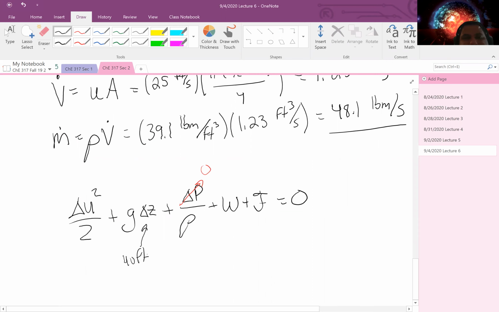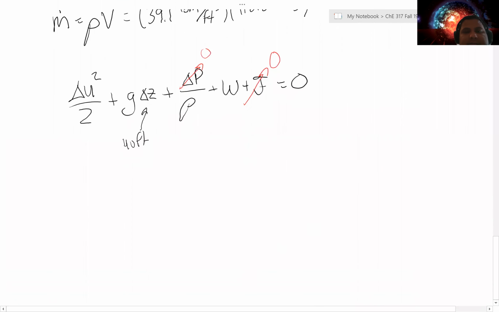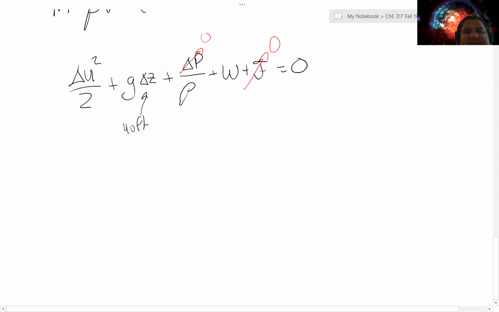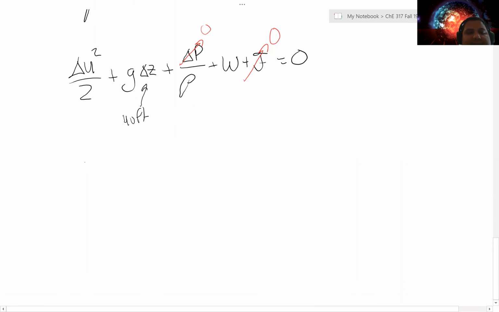And I haven't said anything about friction, so for now I'm going to assume it's 0. I'm going to say friction is negligible for right now. We'll get back to it in a second. So with this in mind, I can rewrite the expression like this: delta u squared over 2 plus g delta z plus work is equal to 0.